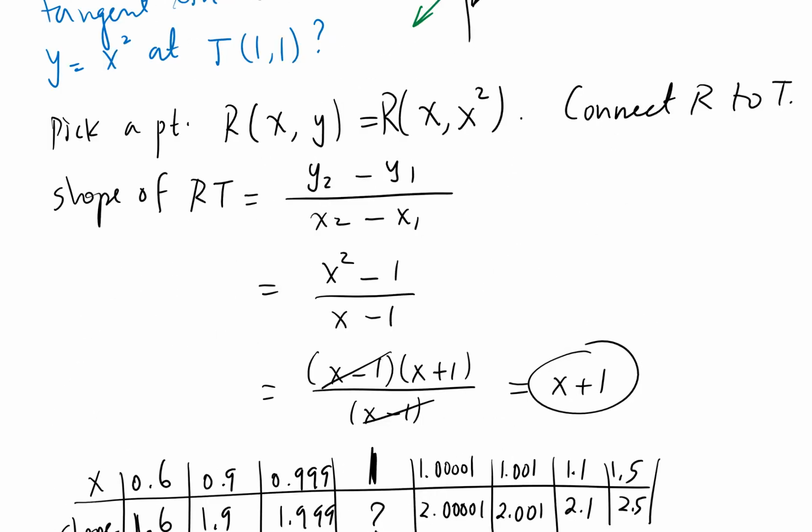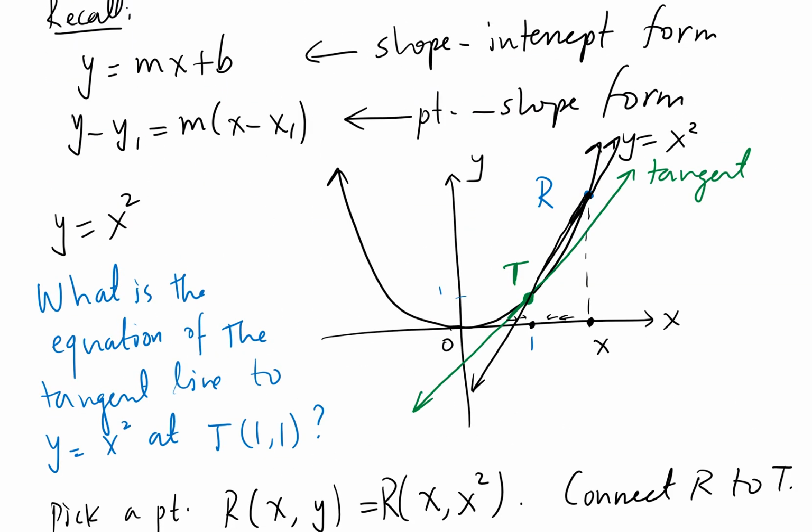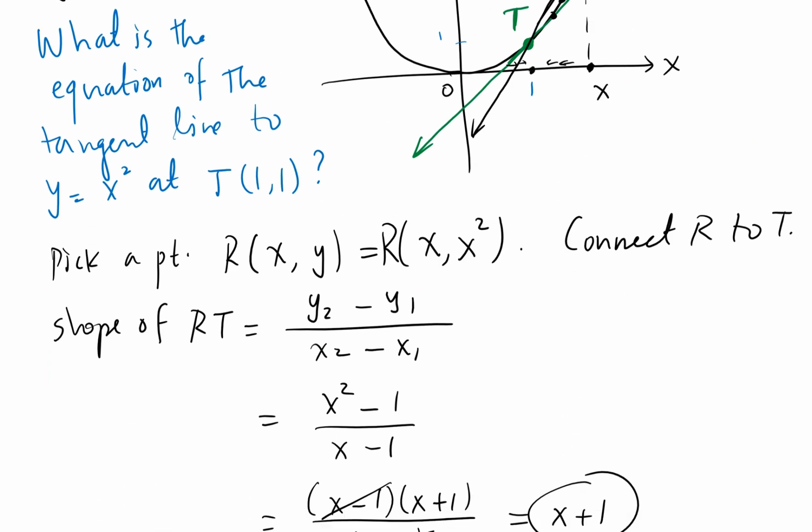Notice what happens here. If you move R down, put it here and then here and then here, as R moves down, the black line gets closer and closer to the green line. So the black line will become a tangent line at some point. Do you see what happens? Next one.